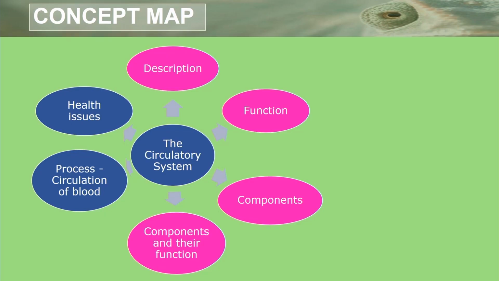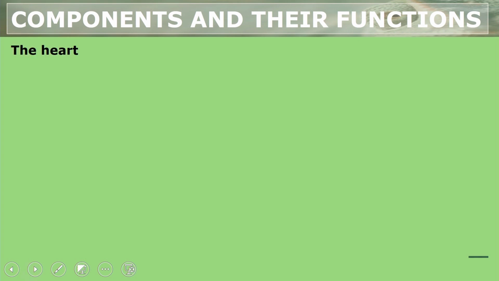In front of you again, you have the concept map that shows you that we are now on our fourth concept that looks at the components of the circulatory system and the function of each of these components. Okay. We'll first look at the heart.